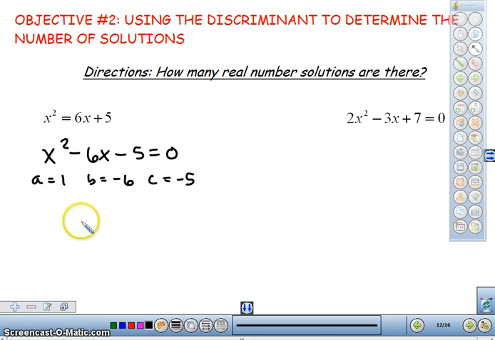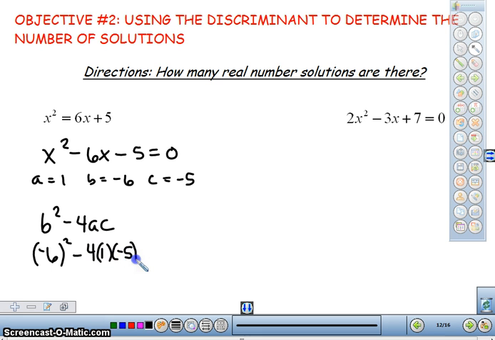So if we're trying to find out how many real solutions, we're going to look at the b squared minus 4ac. And this is exactly what you're going to do in your homework when you do this from the textbook as you finish the back of that worksheet. So as we look at this one, we are looking at b squared, and in this case we would be substituting in negative 6. And we're taking negative 6 squared minus 4 times a, which is 1, and c, which is negative 5.